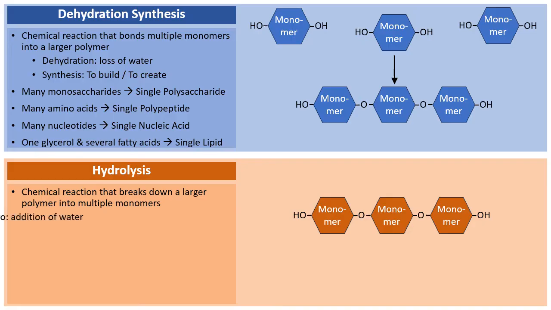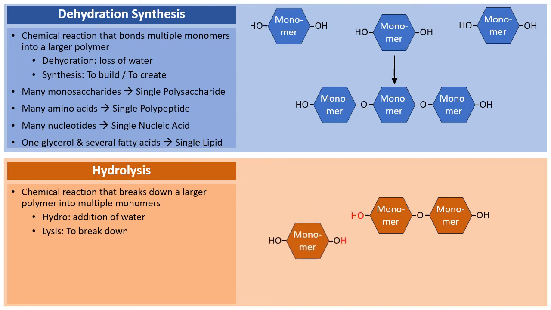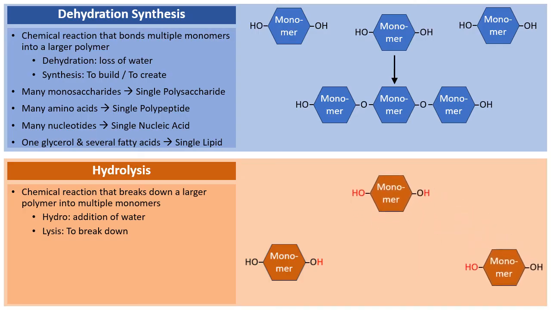So in my animation here, we're going to see that hydro should imply the addition of a water molecule. And lysis means to break down. So with the use of water, watch what happens to the monomer on the left. 3, 2, 1. The monomer on the left has been broken away from the others. This is a hydrolysis reaction. Let's do that again. Let's add another hydro for water, and lysis means to break down. 3, 2, 1. The monomers have been broken apart. So we started with a single polymer, which has been broken down into 3 individual monomers.